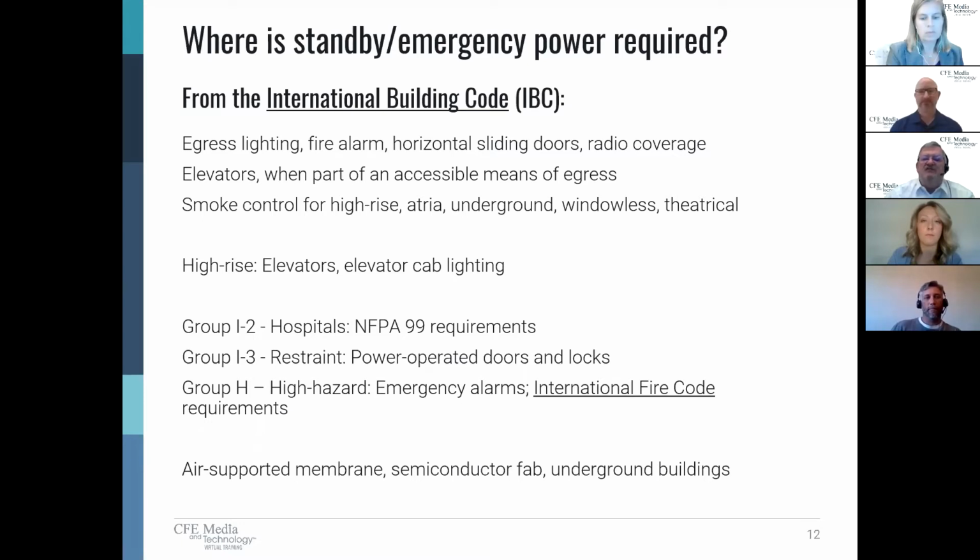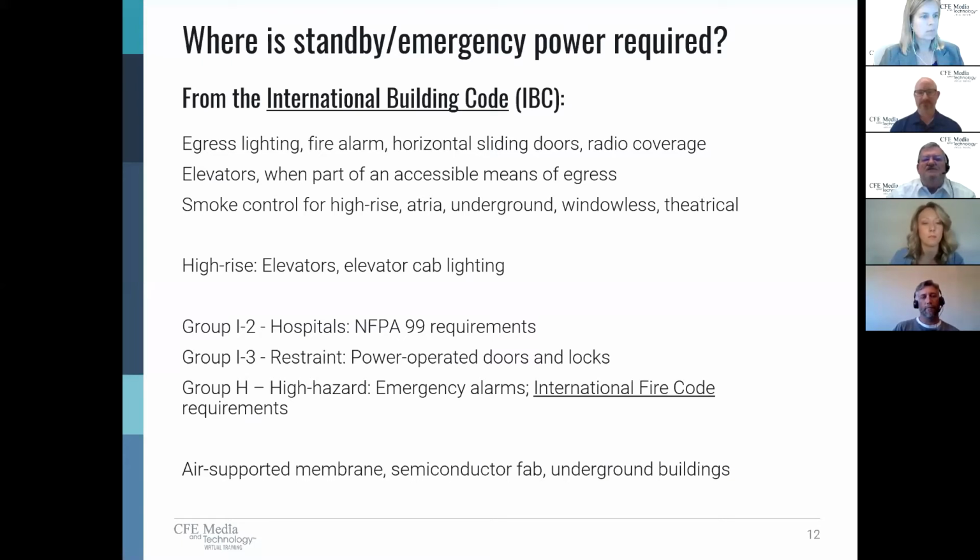It's also elevators when they're part of an accessible means of egress, and smoke control systems for some of these specific occupancies. High-rise buildings get special consideration, and wherever there are high-rise buildings, elevators are required to be on emergency power or standby power. Group I2, the IBC does not directly address their emergency power requirements. Instead, it defers to NFPA 99, the hospital code.